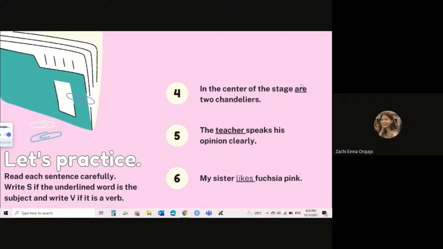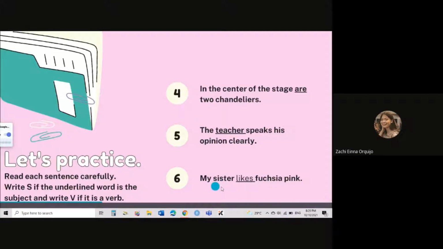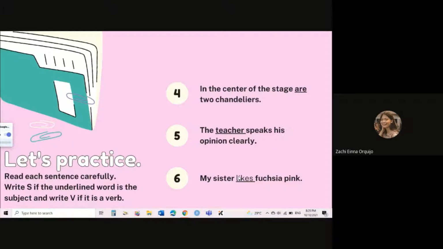For the fifth one, the teacher speaks his opinion clearly. So what is the word teacher? Is it a subject or a verb? And number six, my sister likes fuchsia pink. So what is the word likes? Is it a subject or a verb? So again, I'm giving you 15 seconds to write your answers on your notebook. Time starts now. All right. So time is up.